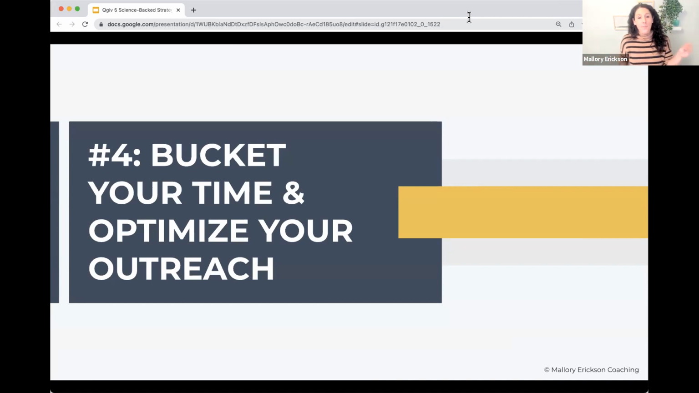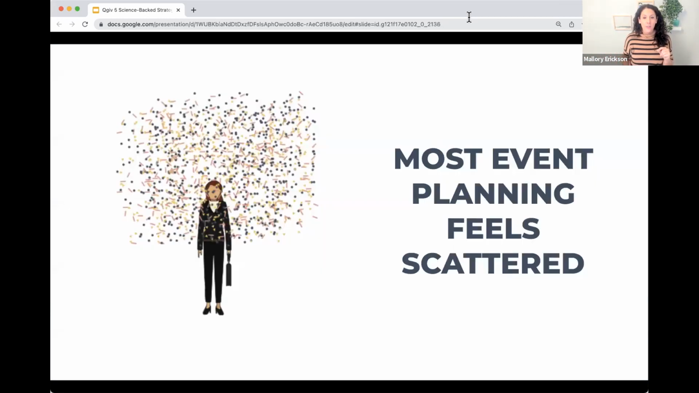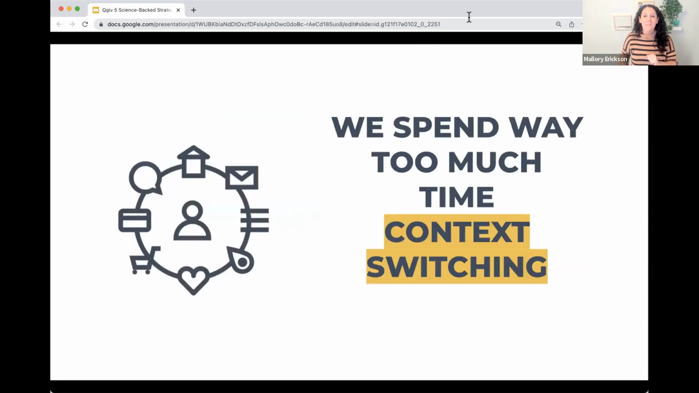But another way to optimize your time, and this is a strategy we use in Power Partners too, is to bucket your time by the type of activity that you're doing and the person that you're reaching out to. Okay, so let me give you an example of this. So most event planning feels scattered. It's 100% how I felt when I was planning my events.